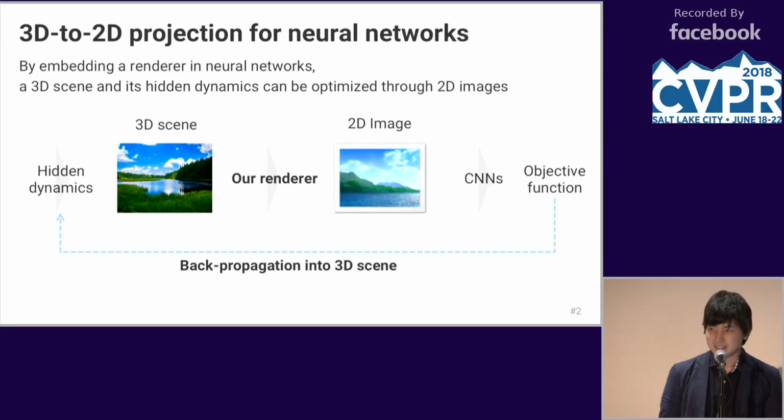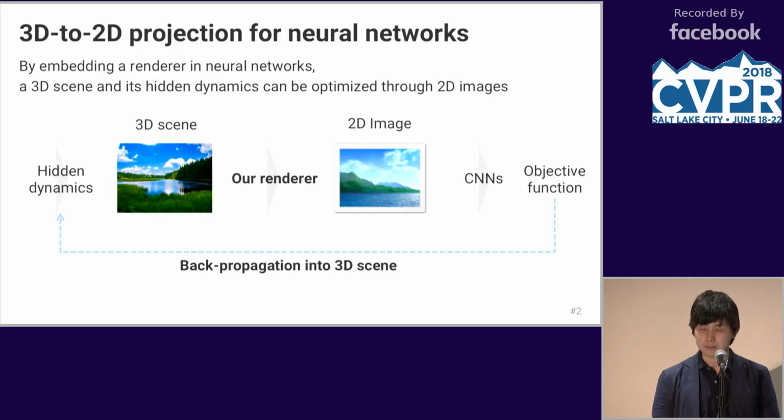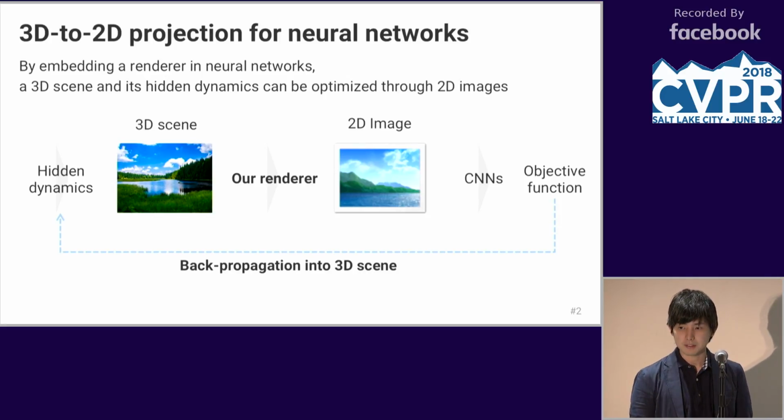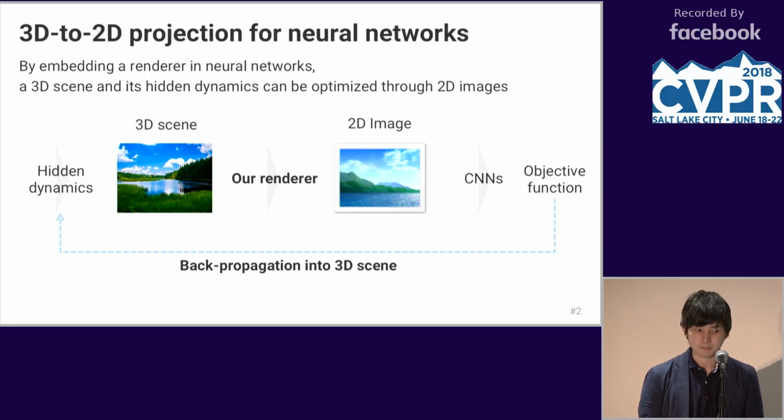Projecting a 3D scene into a 2D image is one of the fundamental functions of our vision. In modeling visual systems using neural networks, incorporating this projection into them is effective because the 3D scene and its hidden dynamics can be optimized by backpropagation. With this motivation, we developed a projection module, or renderer, for neural networks.